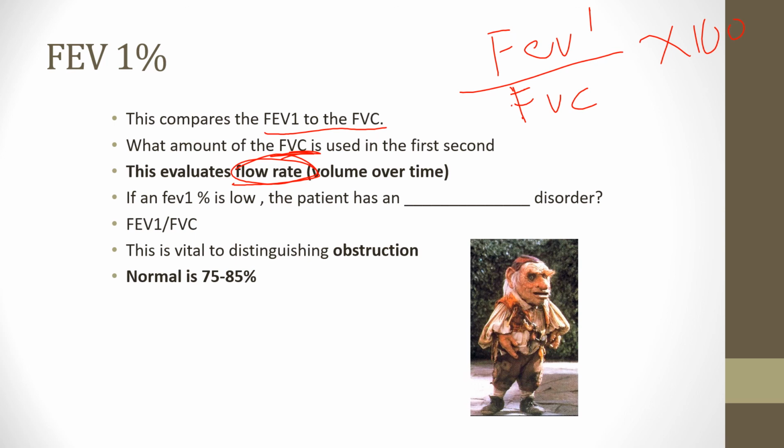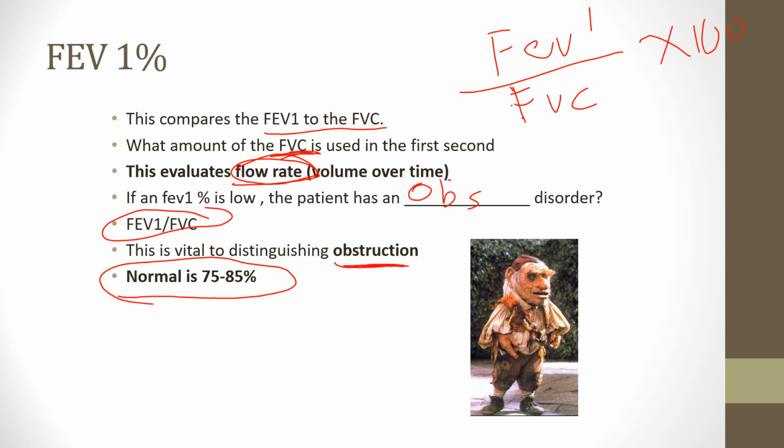If the FEV1% is low, then the patient has what? If it's looking at a flow rate, what type of disorder has low flow rates? You should have said an obstructive disorder. So right here, FEV1 over FVC. This is a big situation because this is what is vital to distinguishing if this patient has an obstructive disorder. Now here's the thing, you need to know this, and there's a reason why this is bold. It's measuring flow rates, and a normal FEV1% is 75 to 85%.